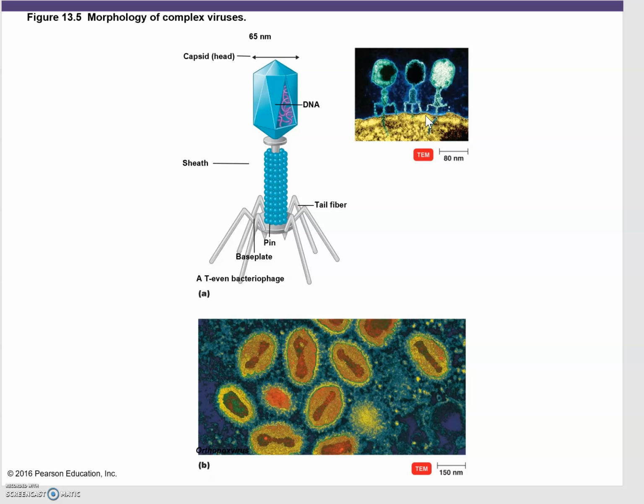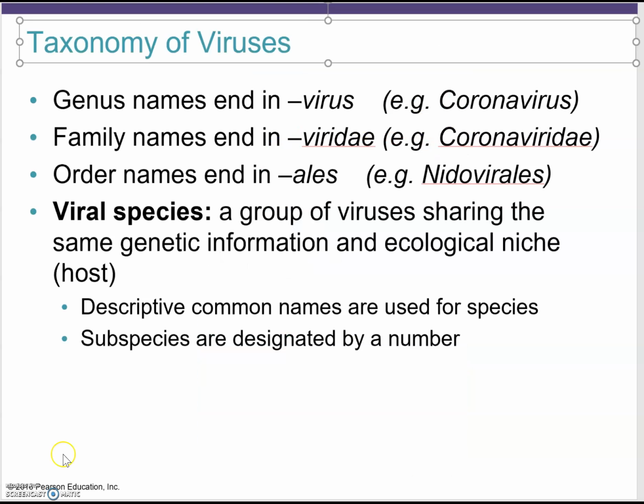They always kind of remind me of a little space shuttle landing on the surface of some sort of planet. Anyway, whichever way you want to imagine this, here would be the genetic material inside of the head structure, and that will be released into the interior of the bacterium going through the neck right here, injecting the genetic material only into the bacterial cell in this case.